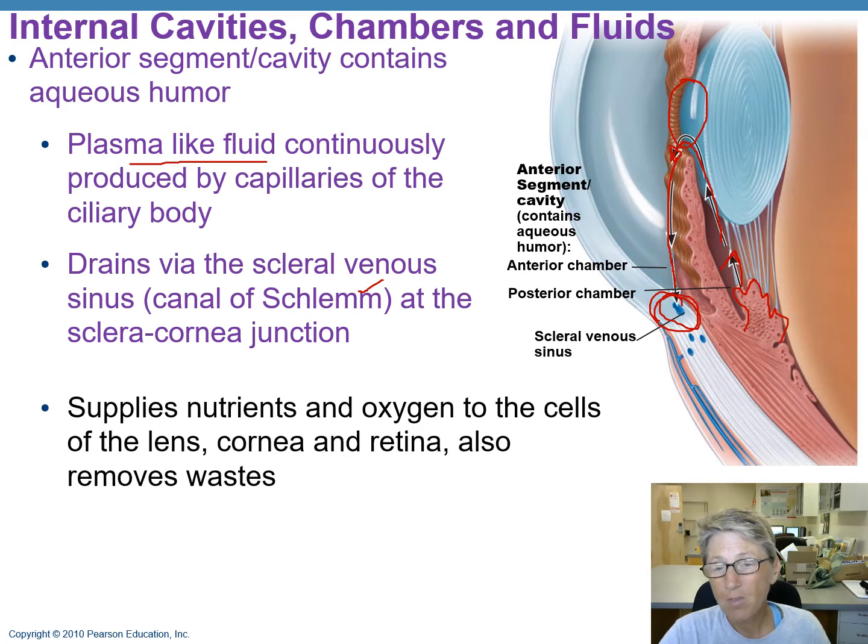And this, you find this at the sclera corneal junction. So this is all cornea. Here's sclera. This is the junction of the cornea and the sclera. That's where you find the scleral venous sinuses.